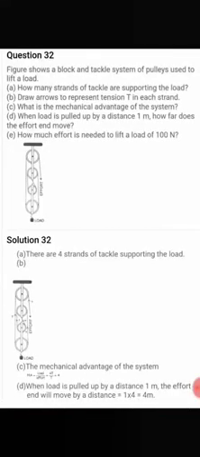Next, the figure shows a block and tackle system of pulleys used to lift a load. How many strands of tackle are supporting the load? Draw the arrows to represent the tension in each strand. Find the MA. If the load is pulled by 1 meter, how far does the effort move? How much effort is needed to lift a load of 100 Newton?